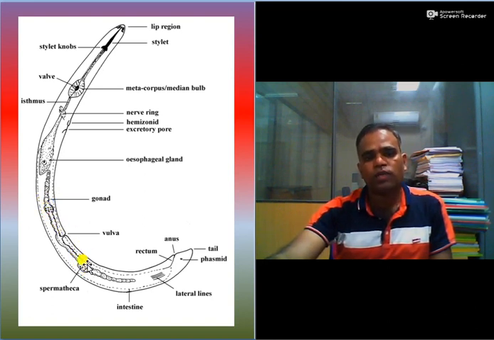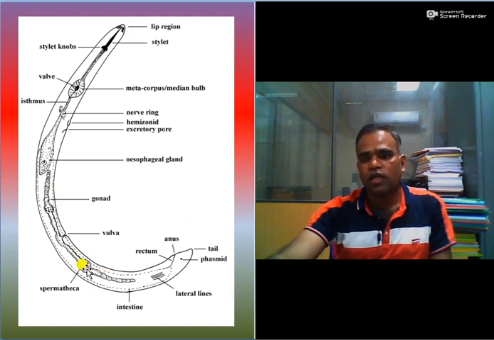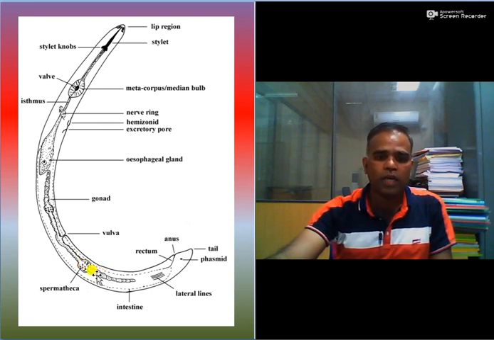Here it is present on both sides, that is, the ovary is also present on both sides, anterior ovary and posterior ovary. There are different types of ovaries, which we will see later. The spermatheca contains a number of sperms. The ovum or eggs pass through the spermatheca, where they get fertilized, and then they come into this passage. This passage is called the uterus.